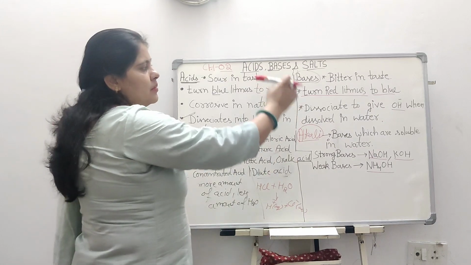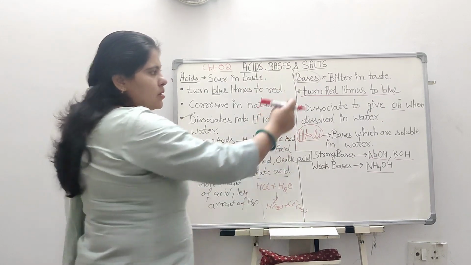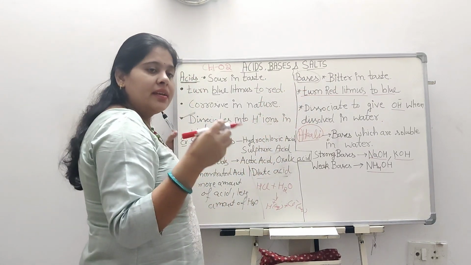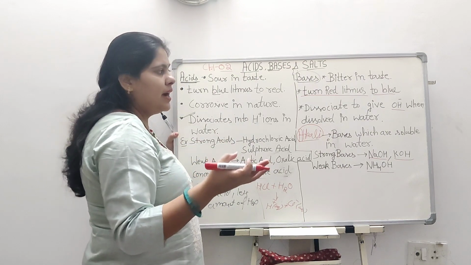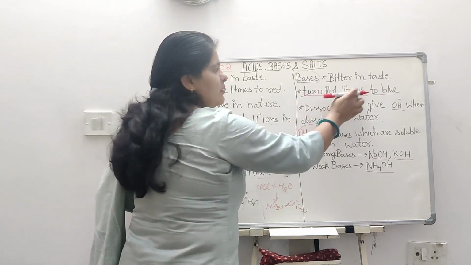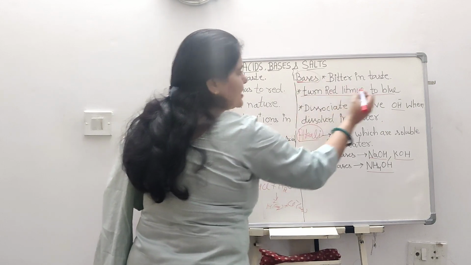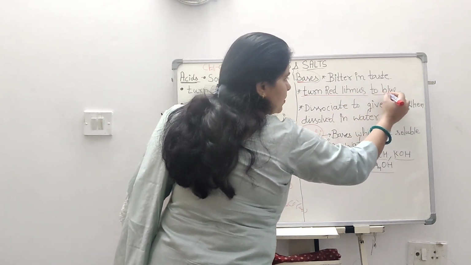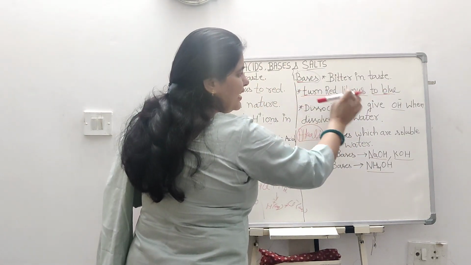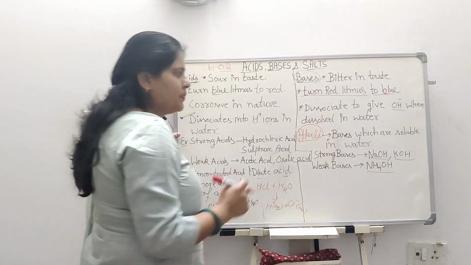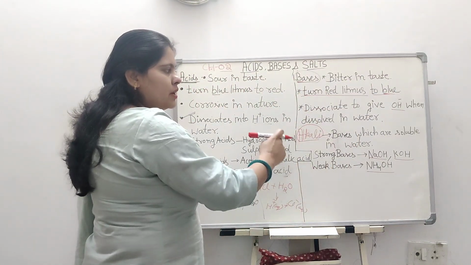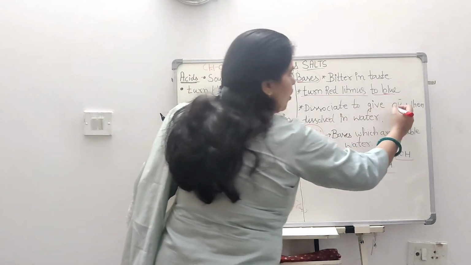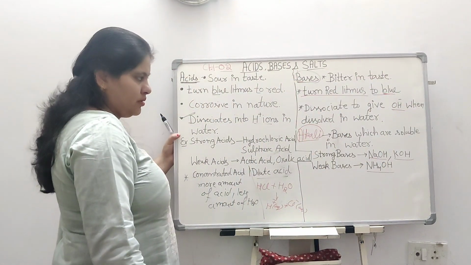Now what are the physical properties of bases? Bases are generally bitter in taste and turn red litmus to blue. B for base, and it turns blue. So red litmus turns to blue. When dissolved in water, it dissociates to give OH negative ions.